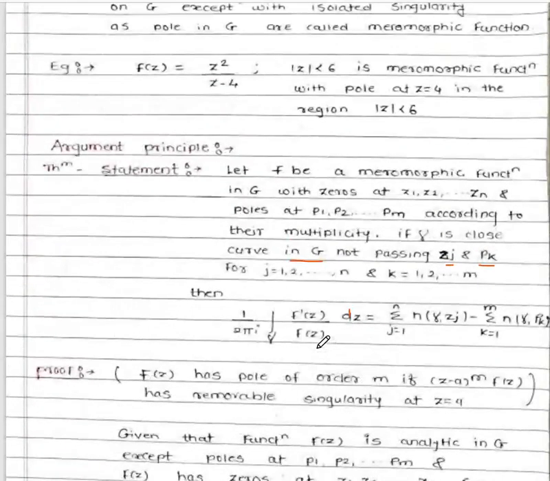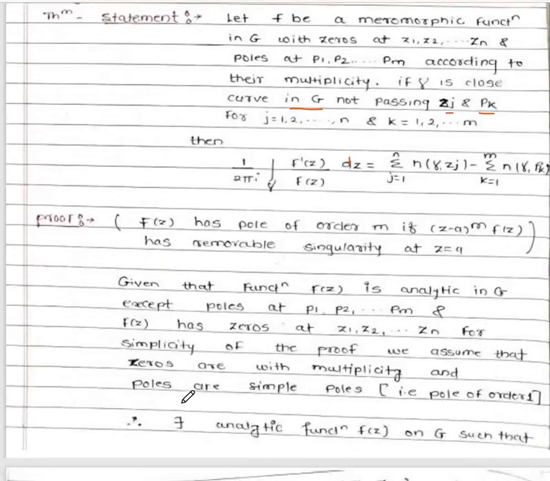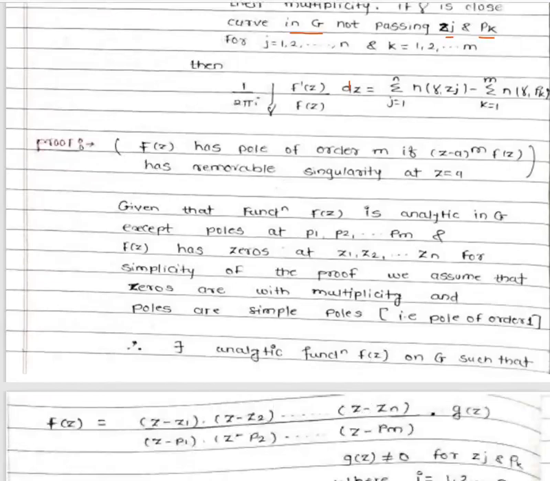Here we are given that f of z is a meromorphic function in a region G with zeros z1, z2, up to zn, and poles p1, p2, up to pm. For simplicity of the proof, we assume that the zeros are counted with multiplicity and the poles are simple poles, that is, of order 1.